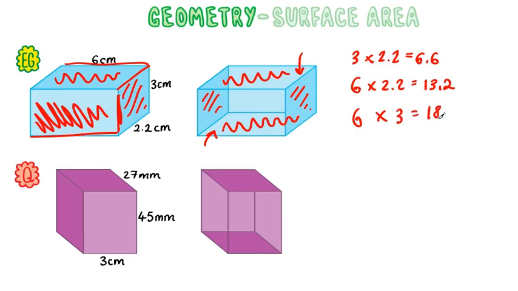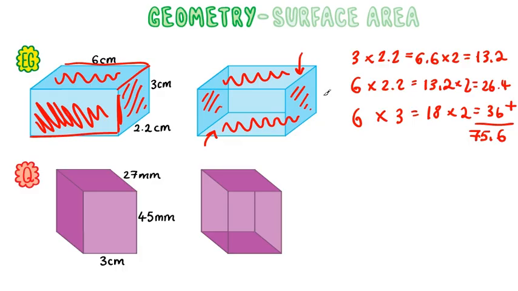Now remember, there are 2 of each of these, so we have to multiply each number by 2, and then we can add them together. So we've got 13.2 plus 26.4 plus 36. And we're just going to add all 3 of these numbers together, and that gives us 75.6. And our units are in centimeters, so it's centimeters squared, because it's still surface area.